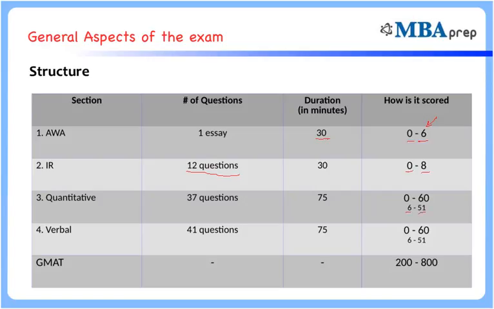The verbal section is the last section. It has 41 questions with 75 minutes, which gives us about a minute and 50 seconds to complete it. It is scored from 0 to 60, and due to the same limitations, 6 to 51.